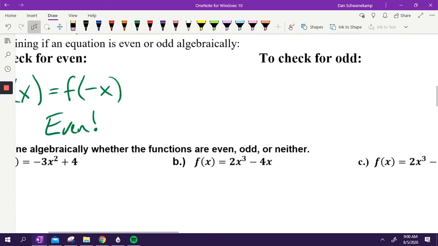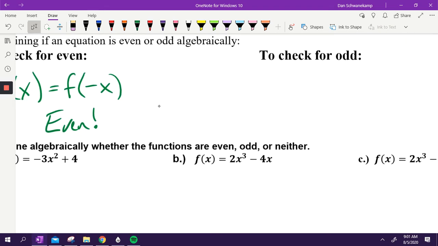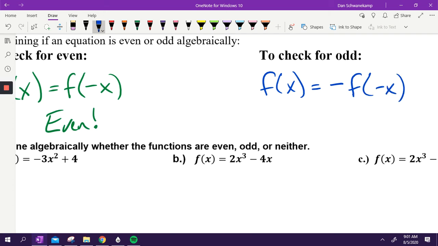To check to see if something is odd, we are going to determine if f of x is equal to negative f of negative x. So to check if it's even, we flip the x value. We make it negative. To check to see if something's odd, we're really switching both. We're switching the x and the y. It gets a little funky, but that will determine if something's odd. If you can remember that, you should be fine here.